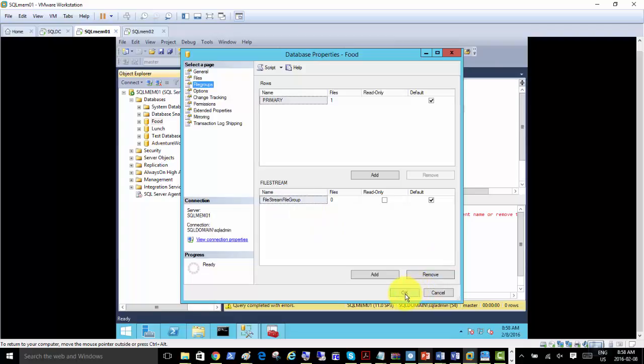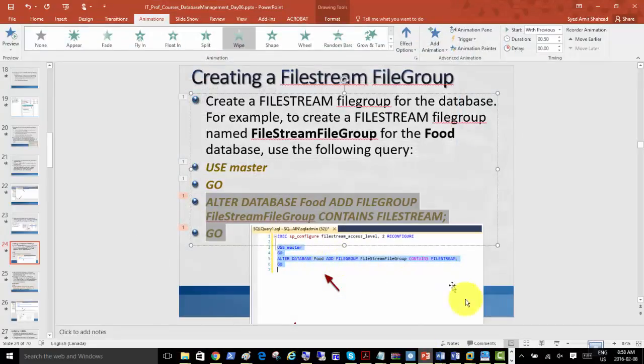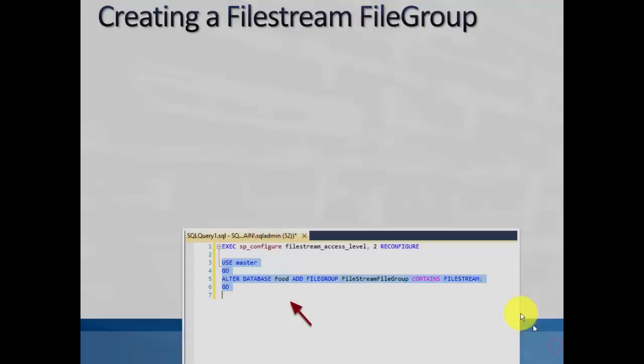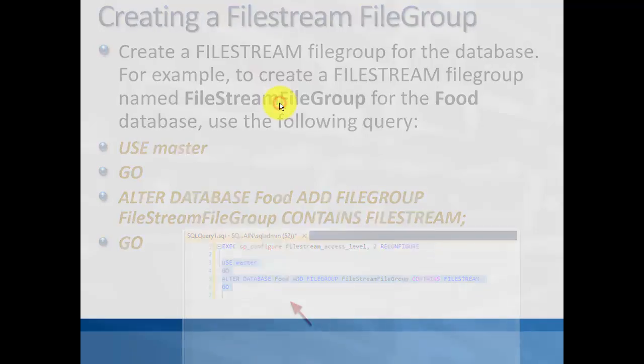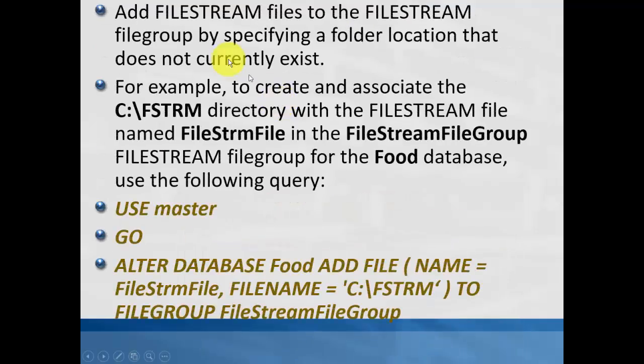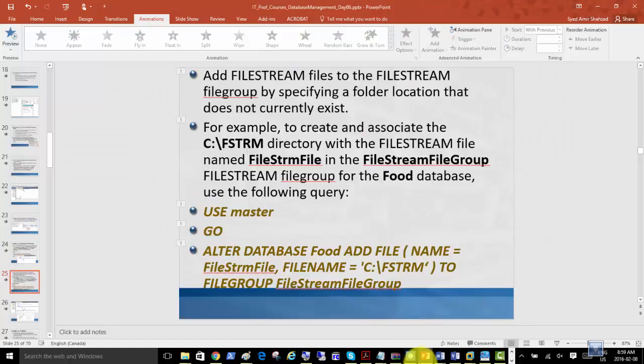Next thing we're going to create, let's make sure in the slide we don't miss anything, because it's all step by step. File group is created with this. If I go ahead a little, add FileStream files to the FileStream group. Now the bigger code is coming, where we are defining a file and a path. So let me just show you there.